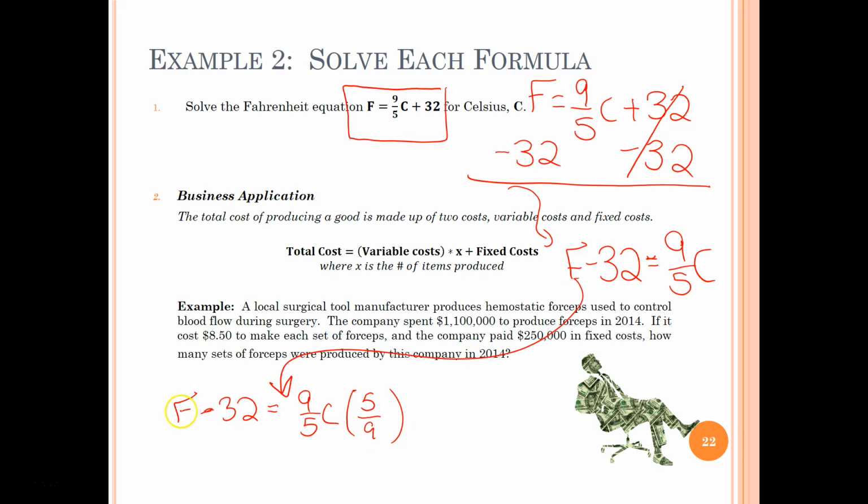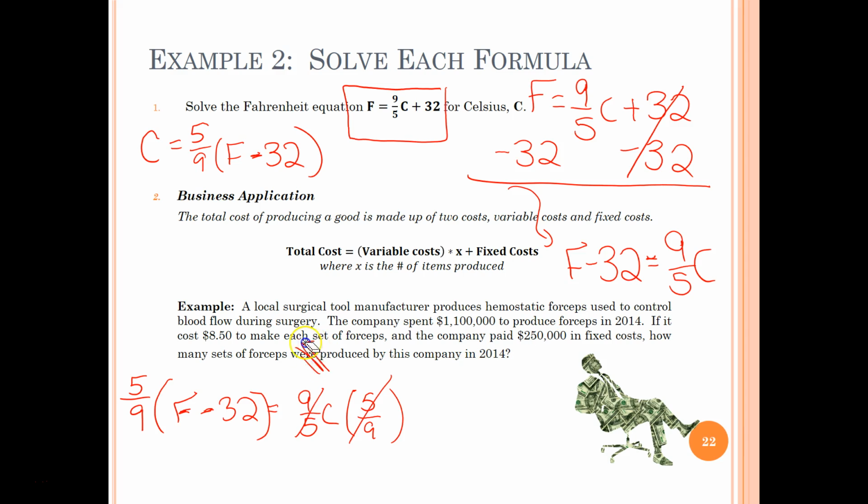Big mistake made here quite often, and this is what I want you to watch out for. We are multiplying this entire left-hand side by that reciprocal of 5/9. Notice these guys cancel, leaving us with C. So C doesn't equal 5/9 F minus 32. It equals 5/9 times the difference between F and 32. So let's just write that out. C equals 5/9 times (F minus 32).